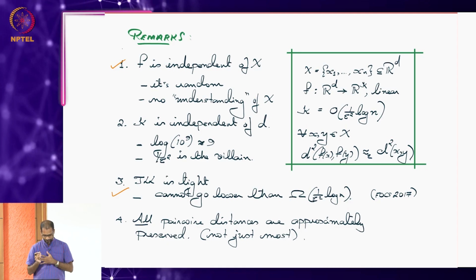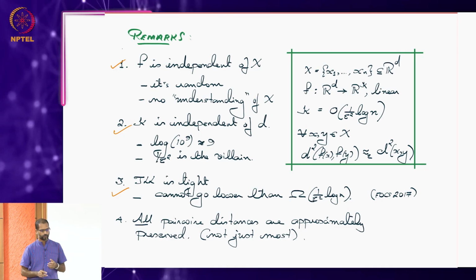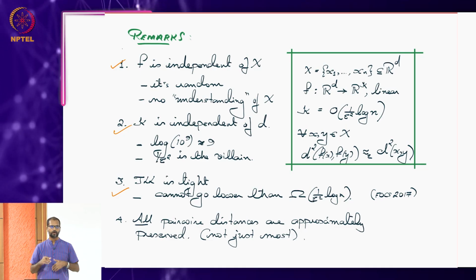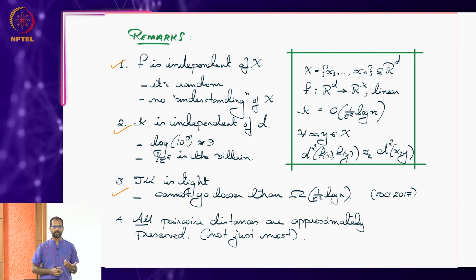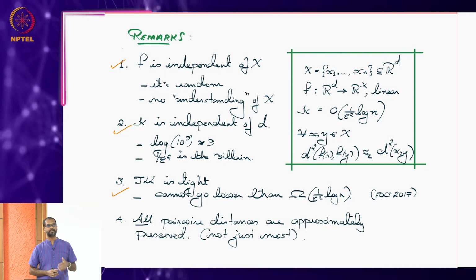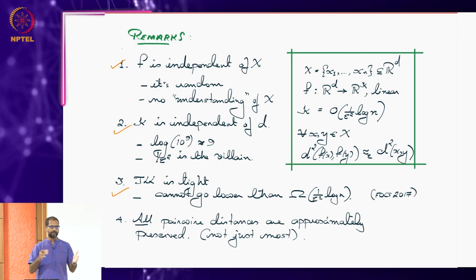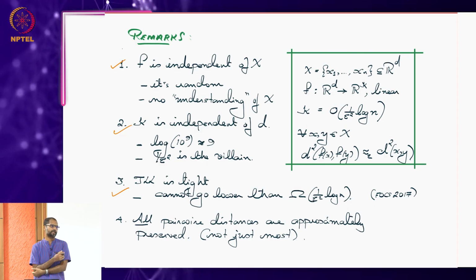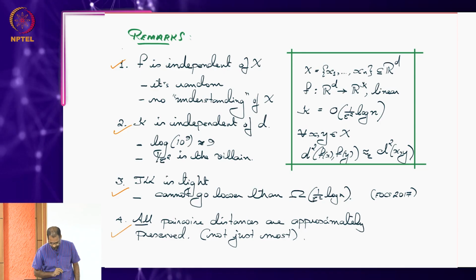Okay. And this I already mentioned, but I also want to stress the fact that we are not saying most of the pairwise distances are preserved. What we are saying is that all the pairwise distances are preserved most of the time, where most of the time is another way of saying with very high probability.